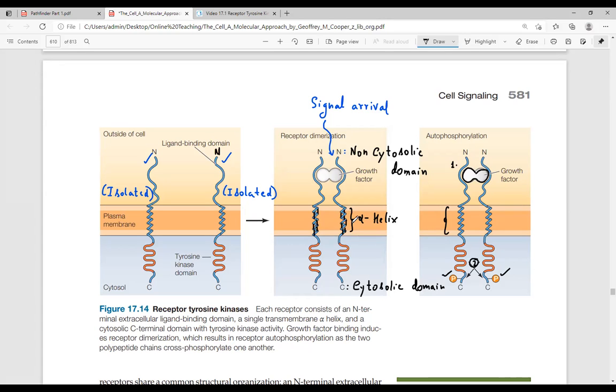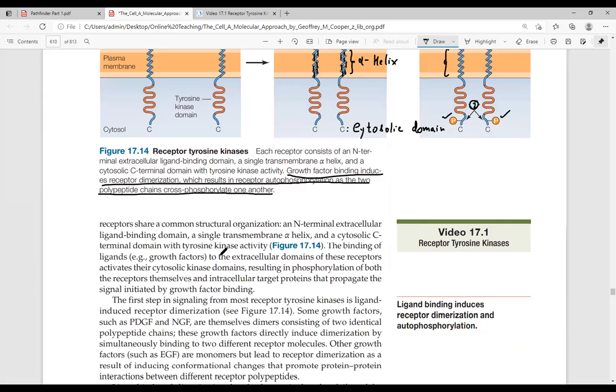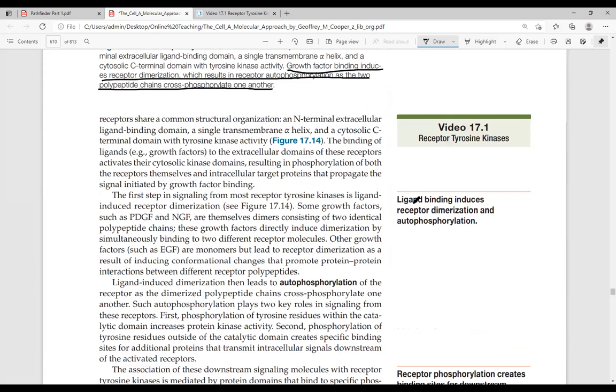Next, growth factor binding induces receptor dimerization. Once the growth factor binds, it will cause the dimerization to take place, which results in receptor autophosphorylation as the two polypeptide chains cross phosphorylate each other. So these are the two chains that are going to be cross phosphorylated with regard to each other. As they are cross phosphorylated, one is going to be phosphorylating the other, and thus in a cross manner. Next. Now, ligand binding induces receptor dimerization and autophosphorylation.